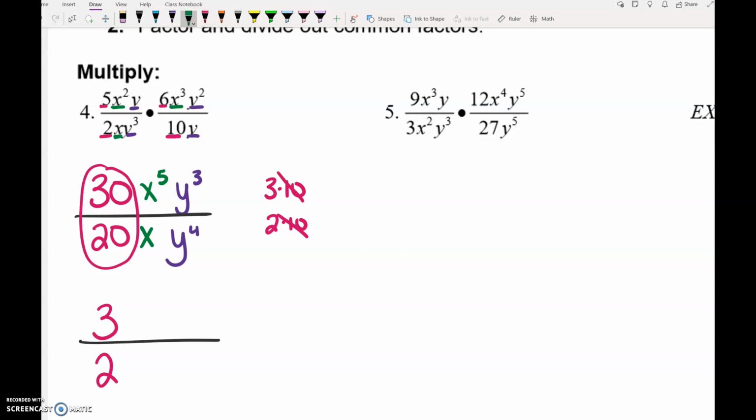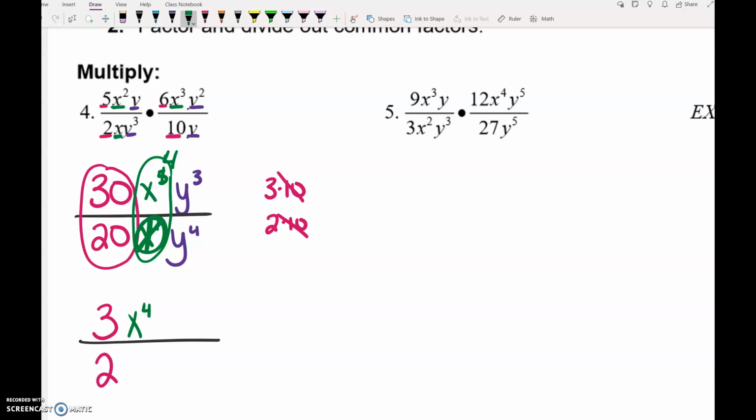Okay, then the x's. X to the fifth over x. If you remember from chapter 5, it's division, so we would subtract the exponents. 5 minus 1 is 4, so we'd have x to the fourth. Here's how chapter 7 wants you to think about this. This is one factor of x on the bottom. The one factor of x is going to cancel out one of the 5 factors of x, leaving 4 factors of x remaining on the top.